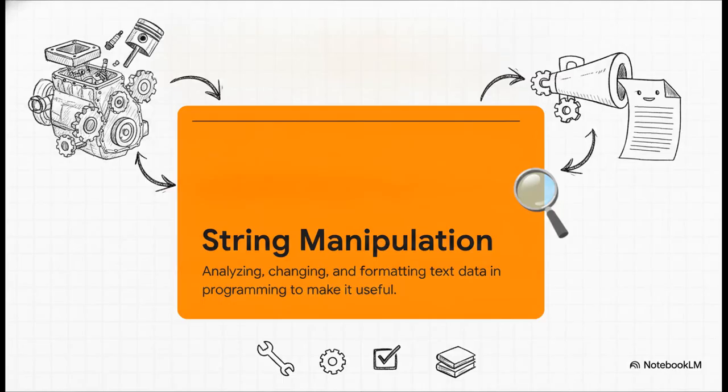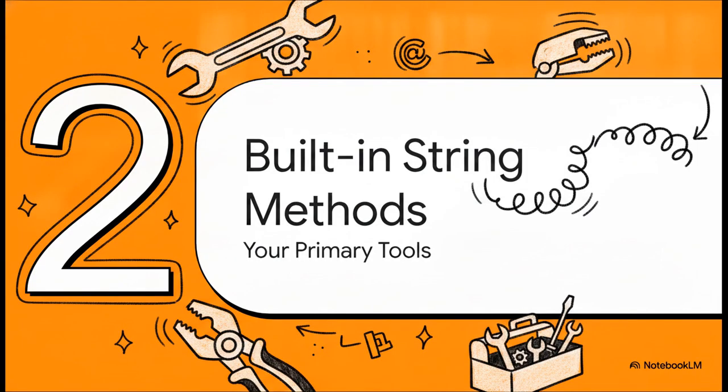So let's nail down exactly what we're talking about here. Just like a mechanic needs to know what an engine is, we need to define our main focus. String manipulation is literally just the process of analyzing, changing, and formatting text data in programming to make it useful. It's taking that raw, kind of messy input from a user and molding it into clean, reliable data that your program can actually use. Moving right along to Section 2, using built-in string methods.